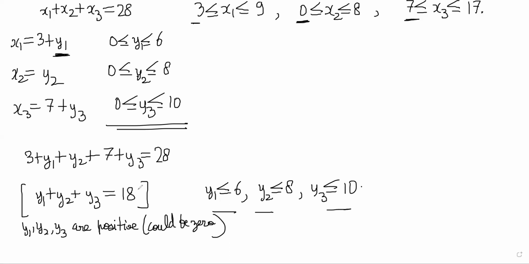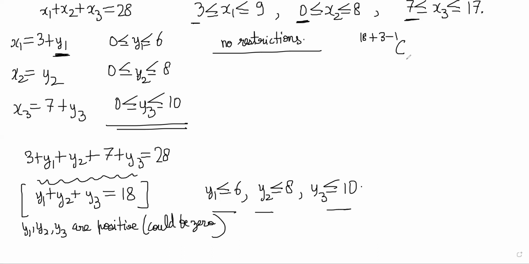And how many ways of doing this? If you have no restrictions, you are not satisfying any restriction, then the number of ways of solving this equation would be 18 plus 3 minus 1 C 2. By the stars and bars method, that comes out to be 20 C 2, or 190. So without thinking of these restrictions on y1 plus y2 plus y3 equal to 18, the number of solutions is 190.